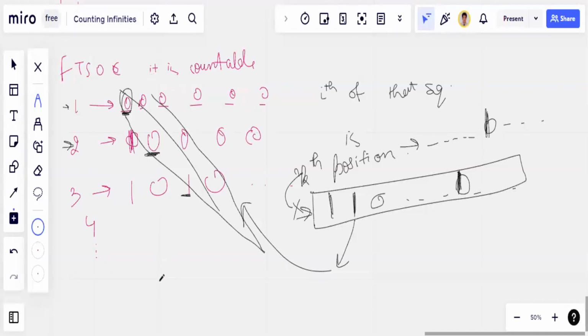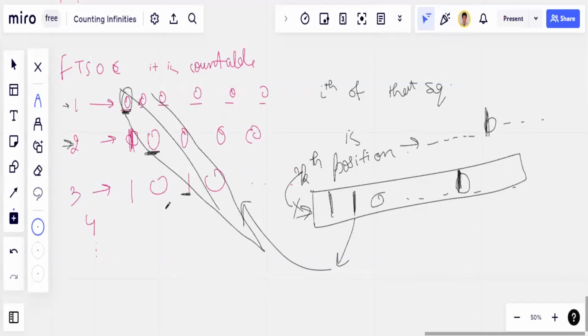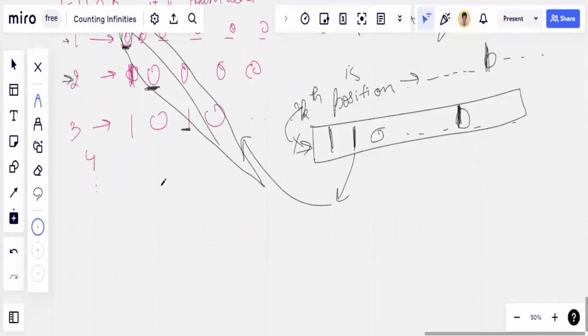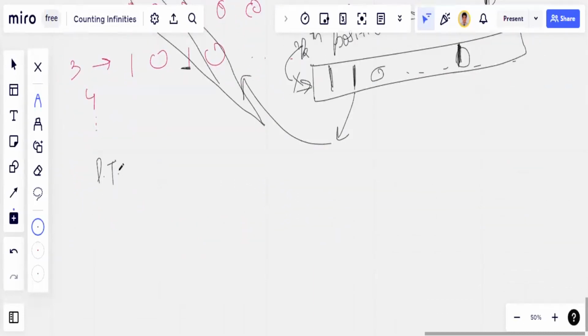Okay, so we saw that this is uncountable. So now prove that reals are uncountable.